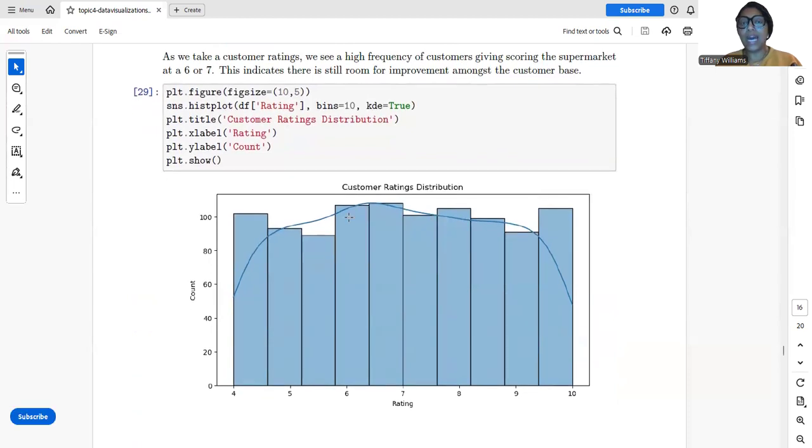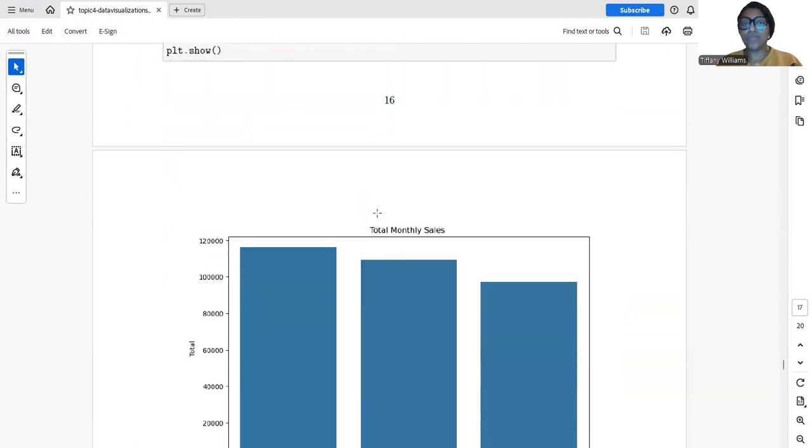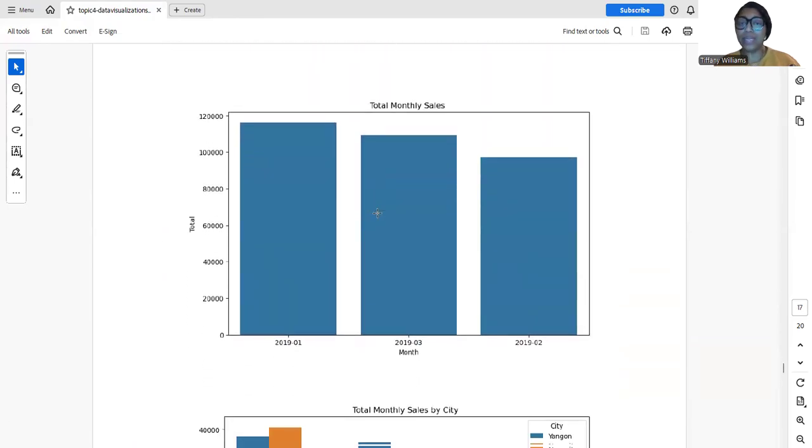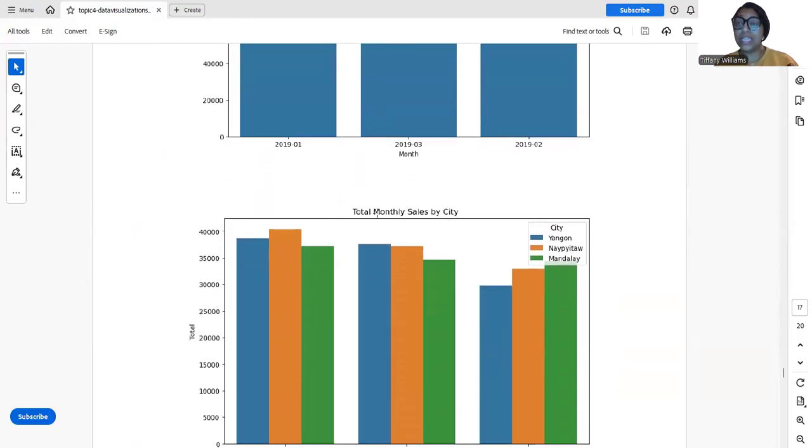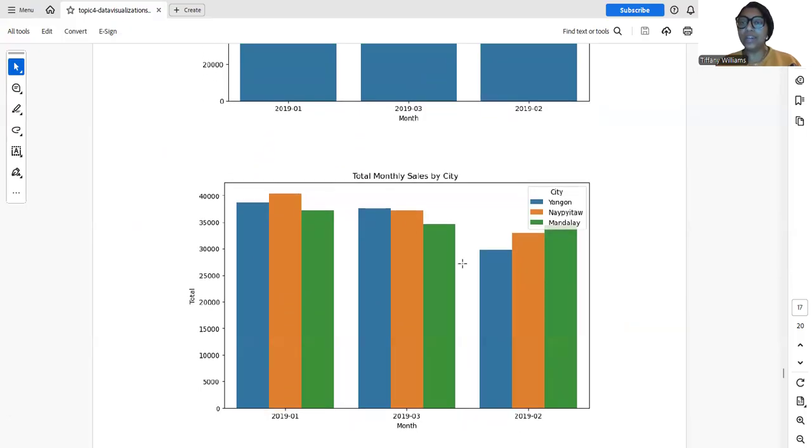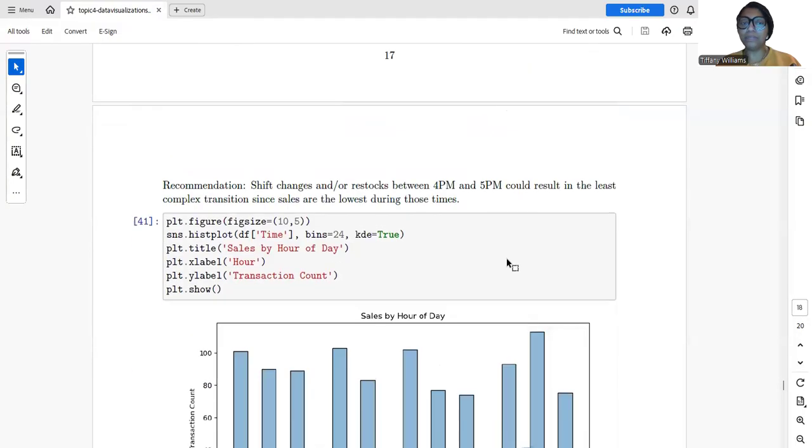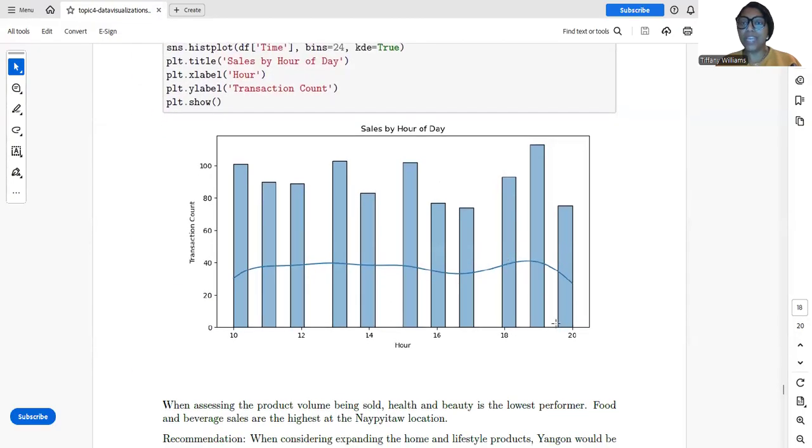Our customer ratings are pretty steady. We see more ratings around 6 and 7. So that means we still have some room for improvement. Total monthly sales are pretty stable and steady as well. Each city is remaining pretty steady. Each month is a different leader, so there's no clear front runner. And sales by hour of day, we see most of the sales happen right at 7 o'clock, right before closing, and the lowest peak time is around 4 or 5 o'clock. So that may be a good time to make some transitions, restock, and things of that nature.